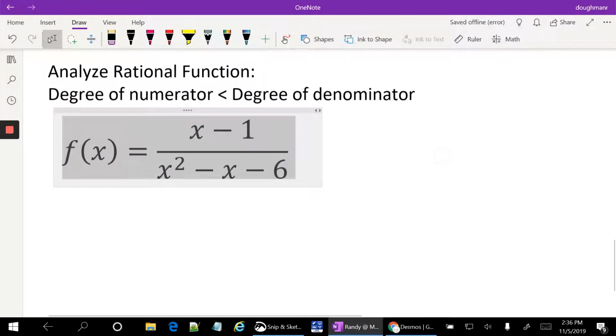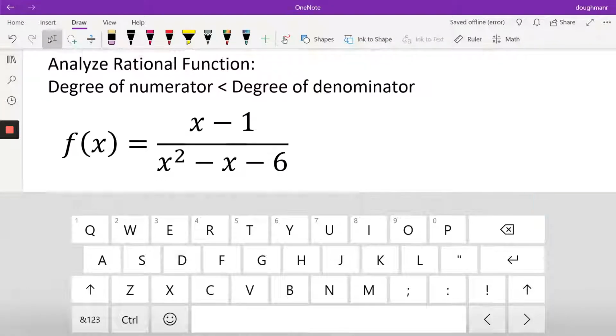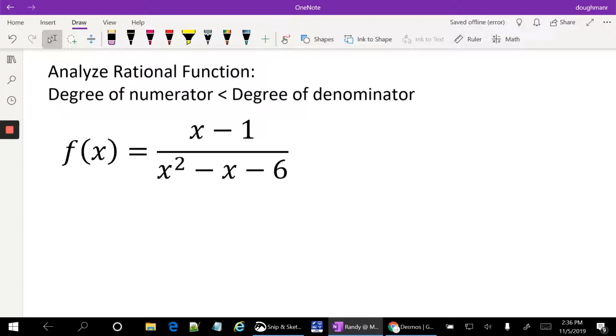Here's an example of analyzing rational functions, and this time we've got a rational function, which is a ratio of two polynomials, where in this case the degree of the numerator is less than the degree of the denominator. So we've got a first degree, or linear, polynomial in the numerator, and a quadratic in the denominator. Moving forward, the first thing we know is that when that happens, the horizontal asymptote is y equals 0.